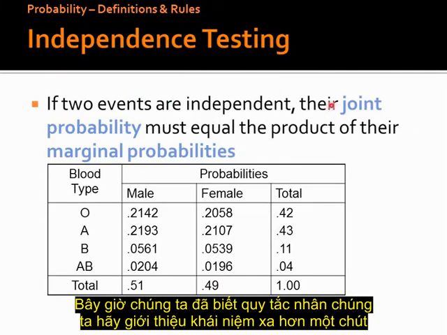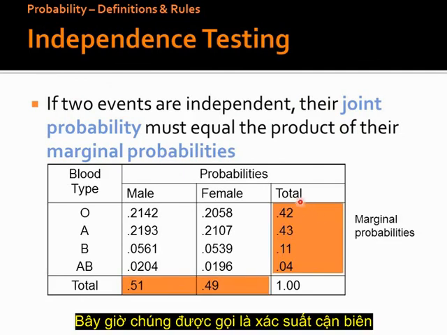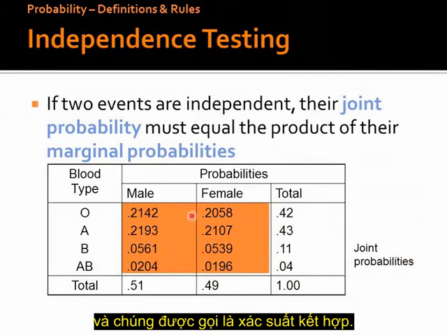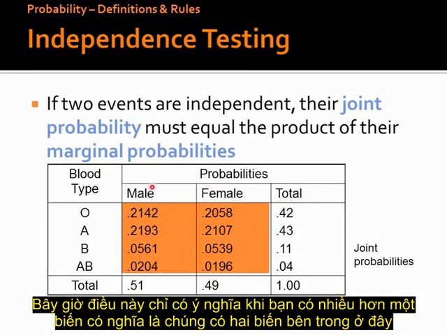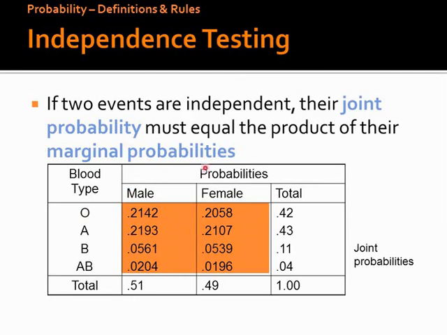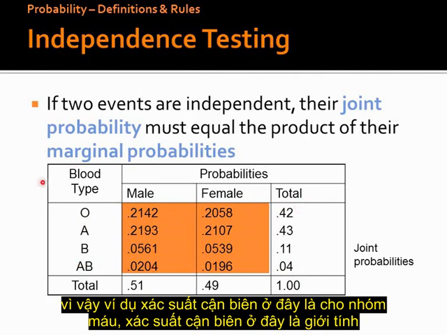Now that we know the multiplication rule, let's introduce the concept a bit further, which is the concept of joint probabilities and marginal probabilities. These are the so-called marginal probabilities and these are the so-called joint probabilities. This only makes sense when you have more than one variable, meaning two variables inside here. If you have only one variable, then there's no such thing as joint or marginal probabilities. You probably have noticed by now that the marginal probabilities are the probabilities of one particular variable. For example, the marginal probabilities here are for blood type. The marginal probabilities here are for gender.